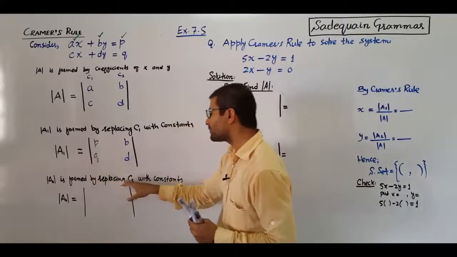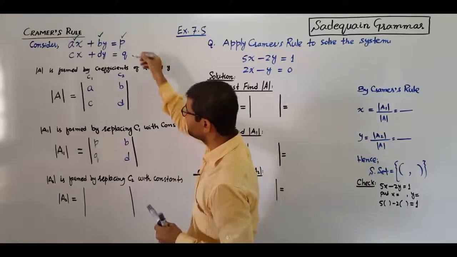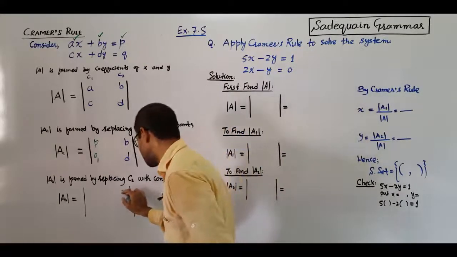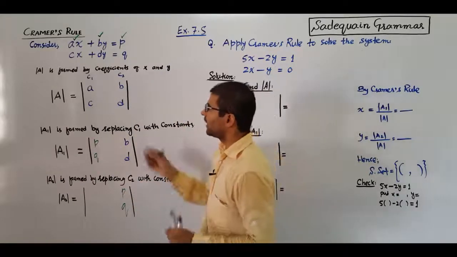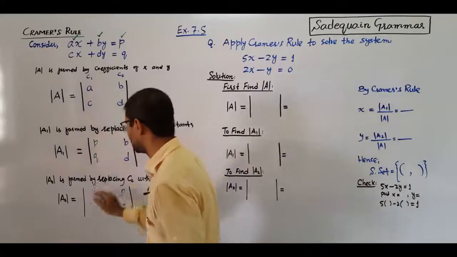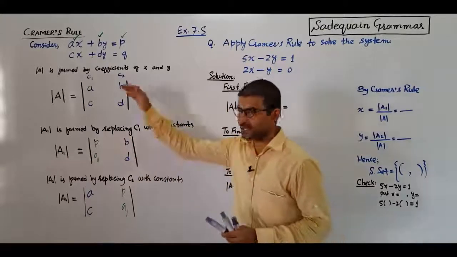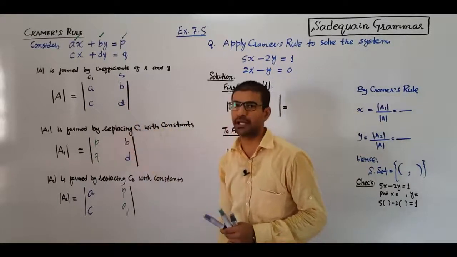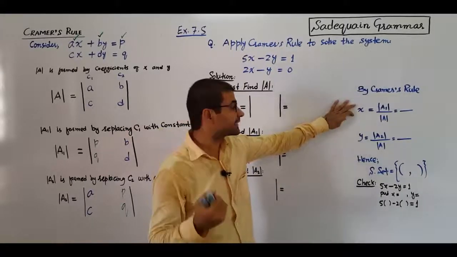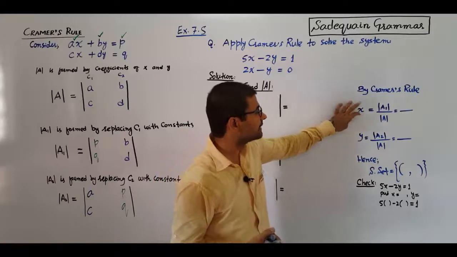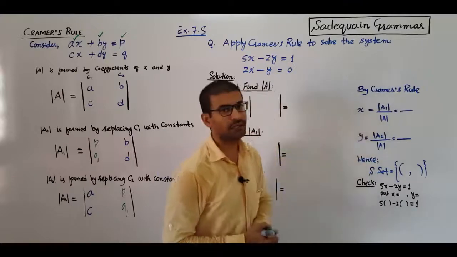The A2 determinant is formed by replacing C2 with constants. Constants are p and q. Now we substitute constants p, q in the second column, while a and c, the elements of the first column, remain the same. So students, first find the A determinant, then A1, and then the A2 determinant. After that, for the values of x and y, we have the formula: x is equal to A1 determinant over A, and y is equal to A2 determinant over A.